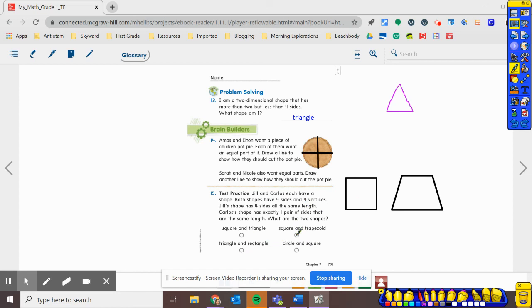I see it right here. Don't be fooled with the first answer that says square and triangle. You need to read through the whole word. This one says square and trapezoid.